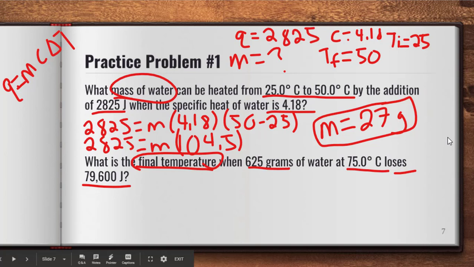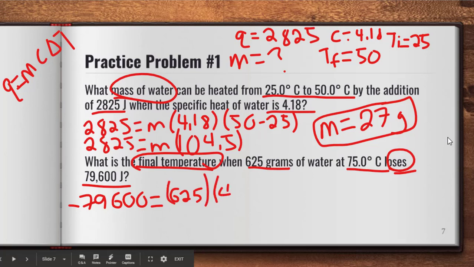All right, so let's set up this problem. We're going to have negative 79,600 joules. And again, the reason it is negative is because it says it loses heat. So Q equals m, mass, is 625. The value for c, because we're still dealing with water, is 4.18. And our change in temperature, we want to know the final temperature, that's unknown. We're going to subtract the initial temperature, which is 75. Okay? So now all we do, again, is algebraically solve for our unknown.